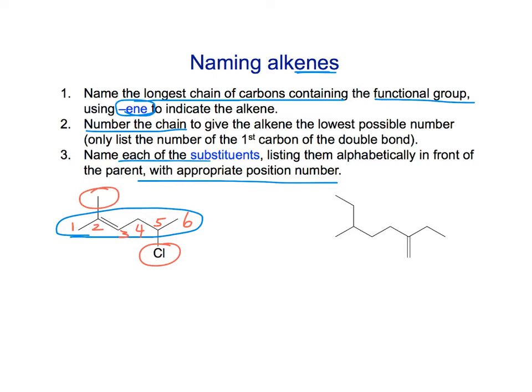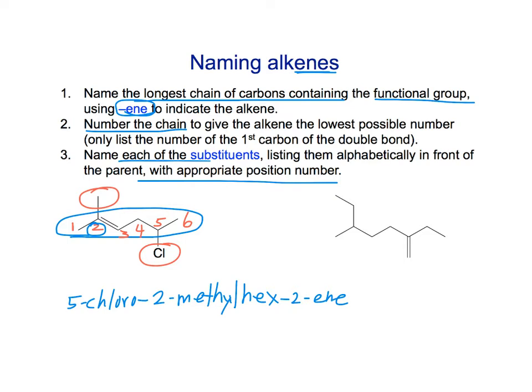So the way we're going to do this, we list chloro first. So this is 5-chloro, 2-methyl, and then we have hexene, but we'll go hex. And here's where we put the number for the position of the double bond. We only list the first number, so 2 in this case. So hex-2-ene.